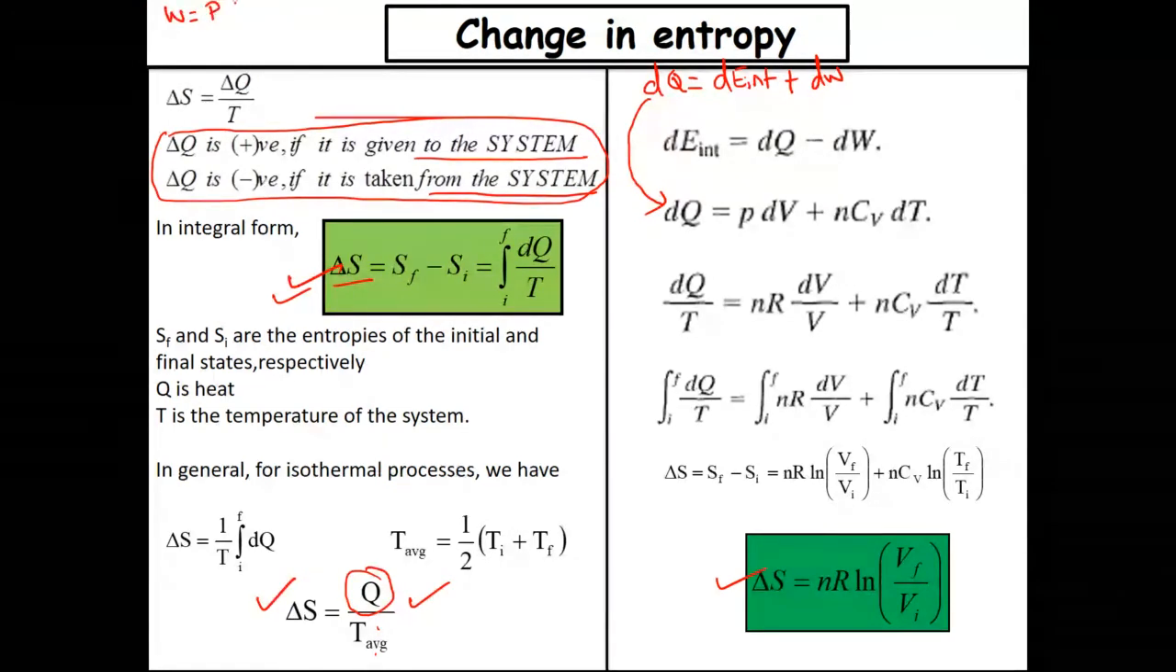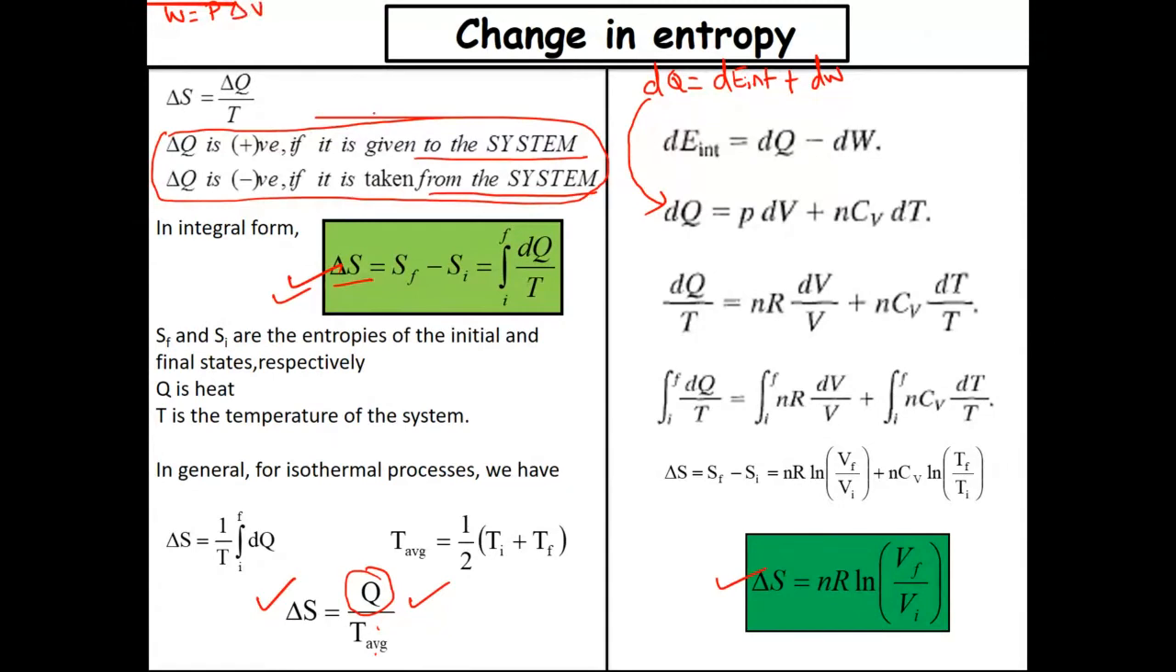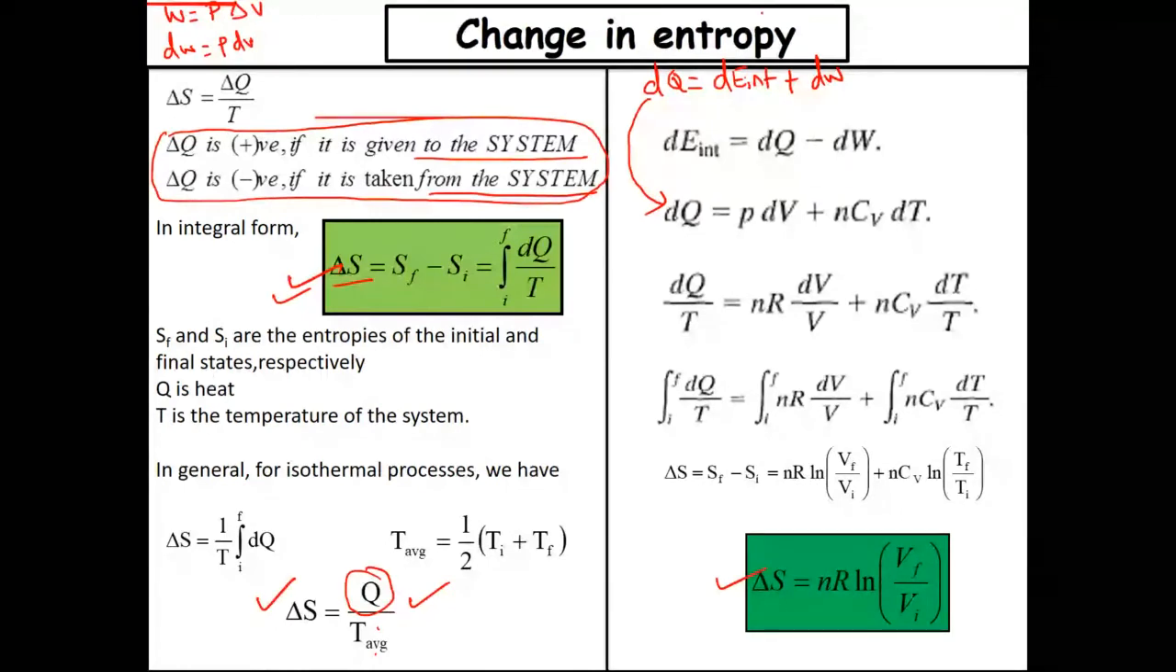Now, what is the formula for work done? We studied the formula P delta V. So a small amount of work done is P dV. Am I right? Yes. Okay. What is the formula for internal energy?